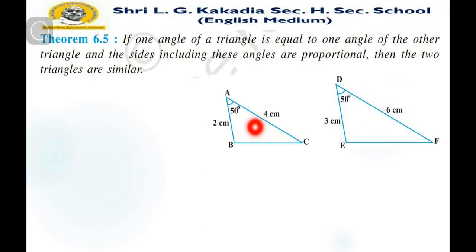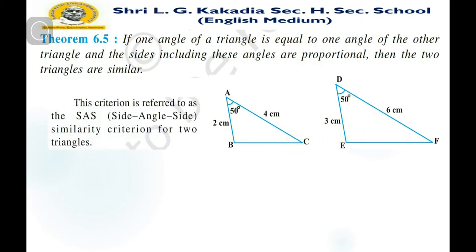You can see here angle A corresponding to D are equal. And the ratio of the sides including these two angles, AB upon DE is 2 upon 3 and AC upon DF is 4 upon 6, that is 2 upon 3. So we can see that these two triangles are similar to each other. This criterion is referred to as the SAS, side angle side similarity criterion for two triangles.